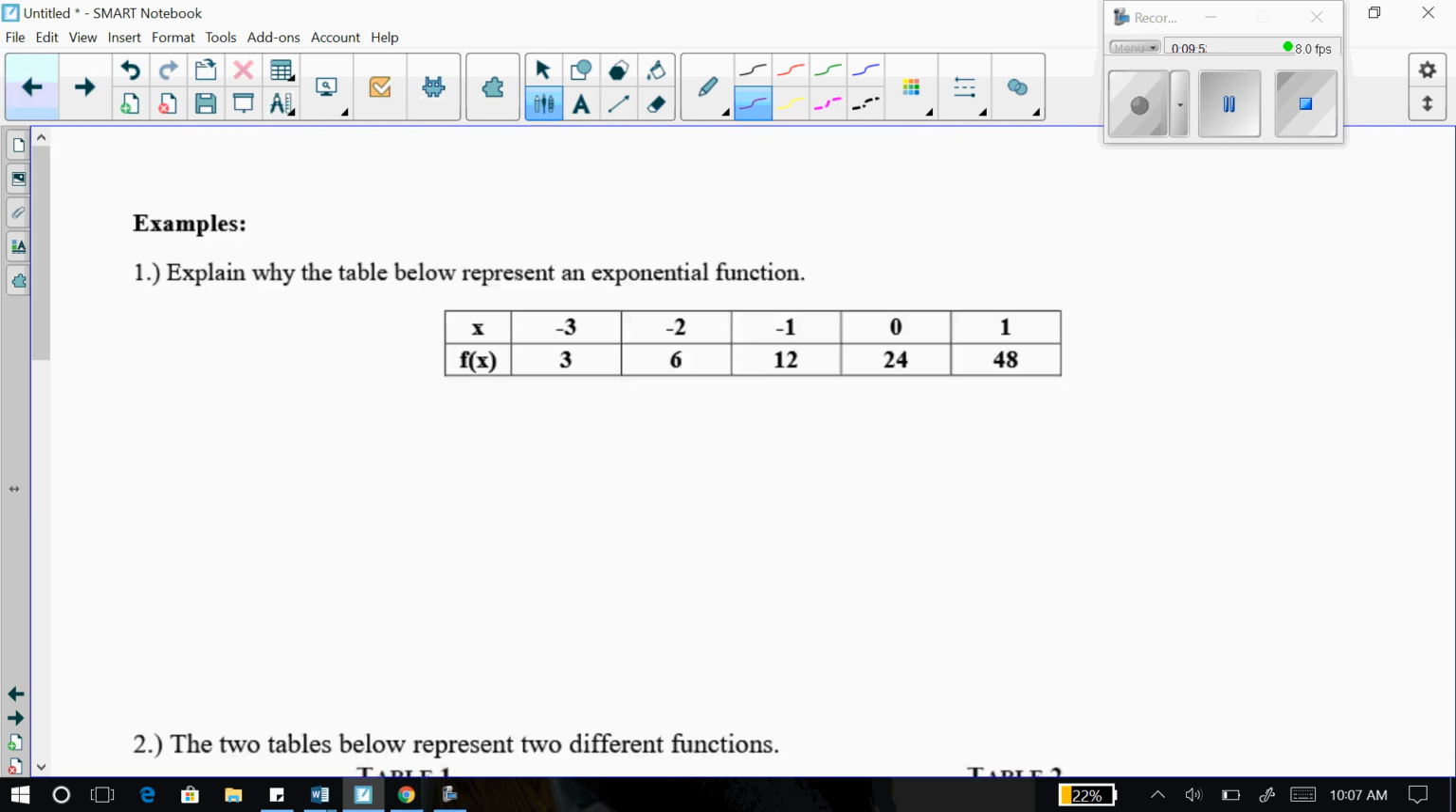All right, so let's look at some examples here. Number 1 says, explain why the table below represents an exponential function. Well, I told you exponential, you multiply or divide to get to the next number. So you look at this table here. 3 to 6. How do you get from 3 to 6? Well, let me try adding plus 3. If I add 3, will I get to 12? 6 plus 3 is 12? No, that's wrong.